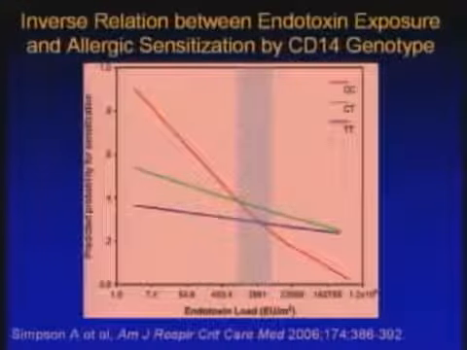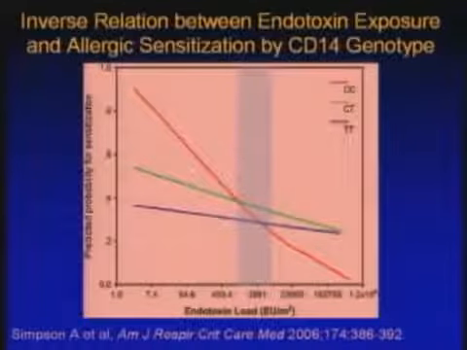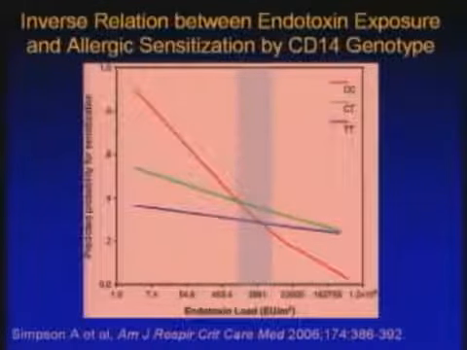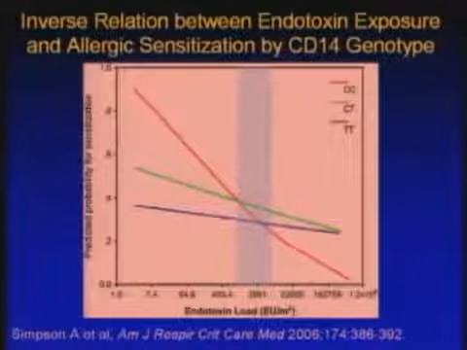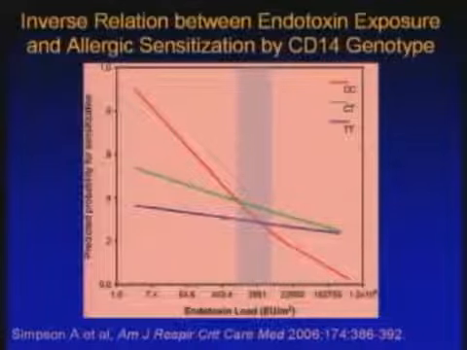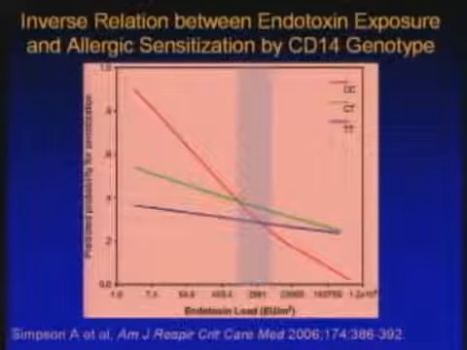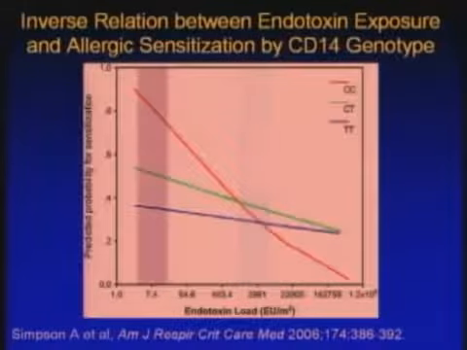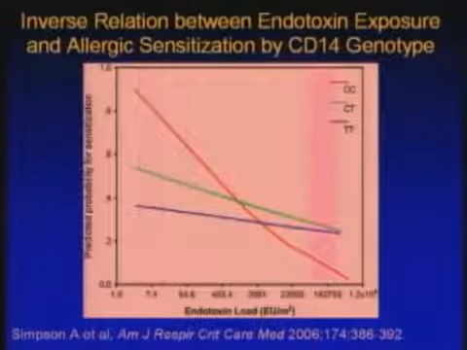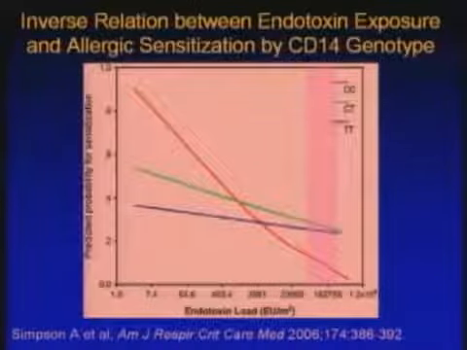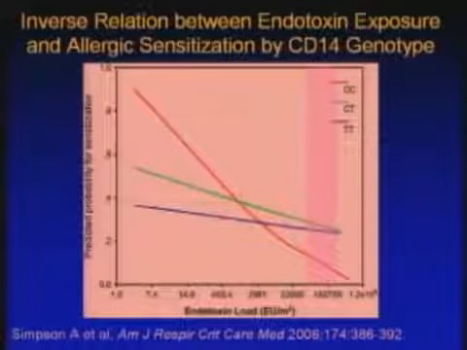This was endotoxin exposure and allergic sensitization by CD14 genotype. Again, if you looked at the relationship of this genotype to probability of sensitization to this particular allergen, you'd conclude that there was no relationship with genotype if you had a middle-of-the-range endotoxin load. If you had a low range, you'd conclude one thing about the CC homozygote, and if you had a very high range, you'd conclude the opposite about the CC. So gene-environment interaction can be quite important, and is something we should be pursuing.